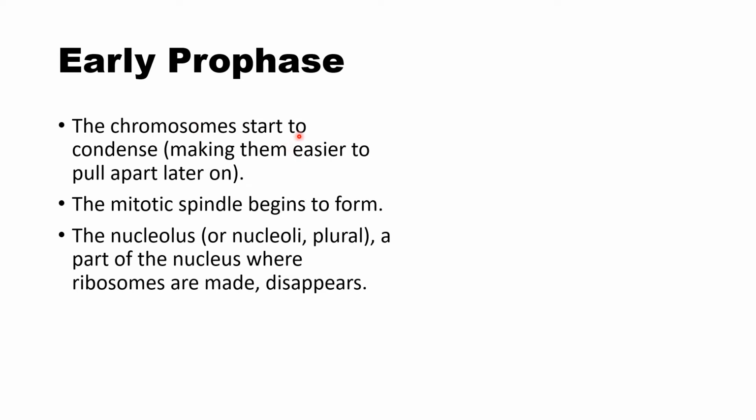Hindi sila yung parang naghihiwalay-hiwalay. So, nagko-condense sila yung mga chromosome. And then, another one is yung mitotic spindle begins to form. So, itong mitotic spindle, ito yung parang structures of microtubules. Ito ay mga strong fibers that are part of the cell's skeleton na tinatawag. So, yung ginagawa ng mitotic spindle is to organize the chromosomes and move them around during mitosis.